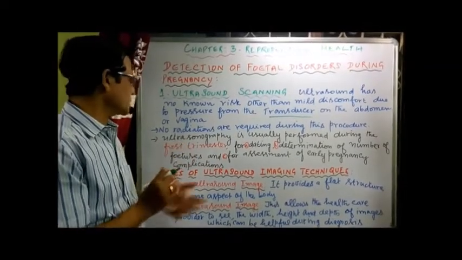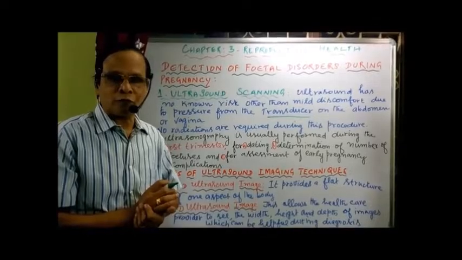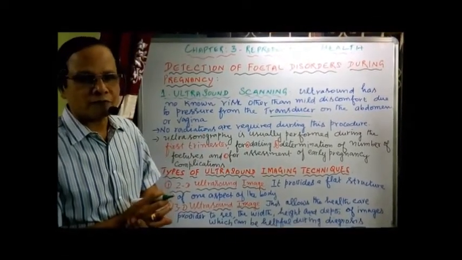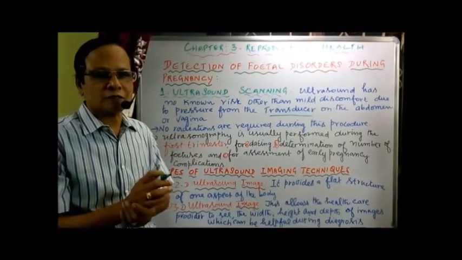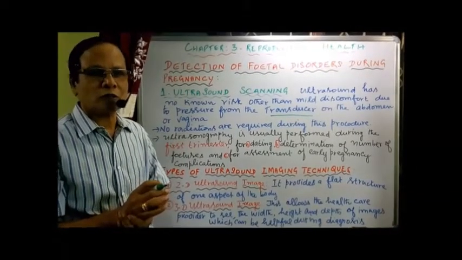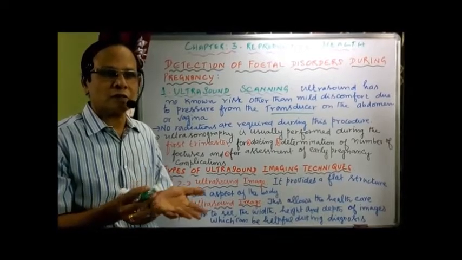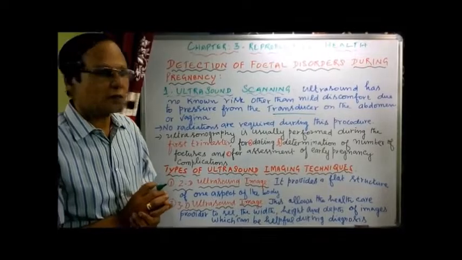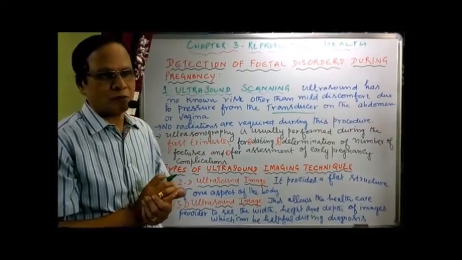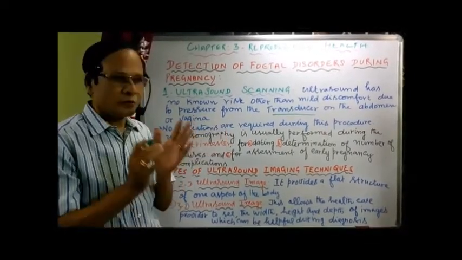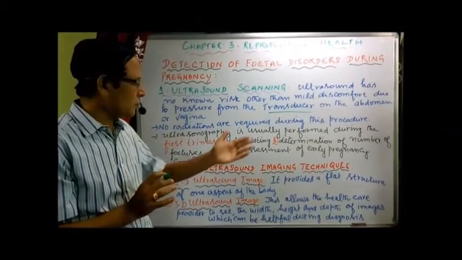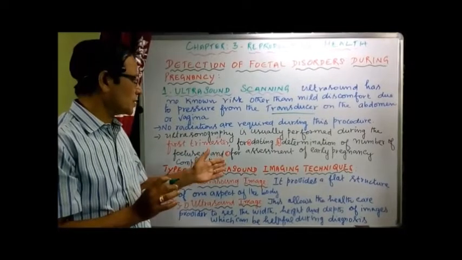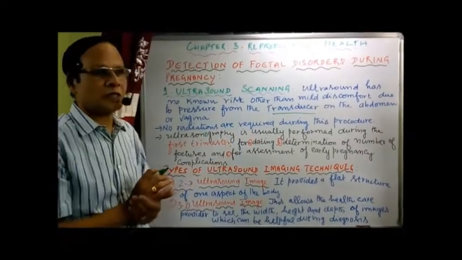Now what is its importance? It is usually performed during the first trimester, up to 12 weeks, for dating, to determine the number of fetuses, either only one individual or twins, either fraternal or identical twins, and also for assessment of early pregnancy complications. For dating, we find how many days old the embryo is, then the number of fetuses, and early pregnancy complications.